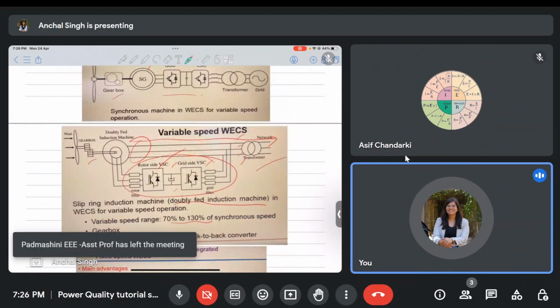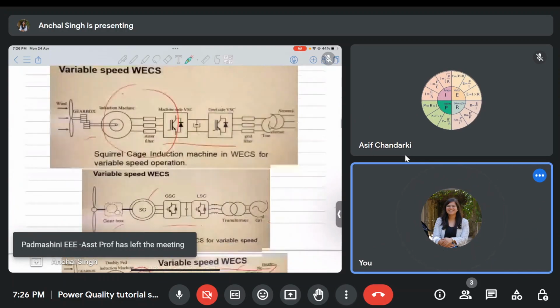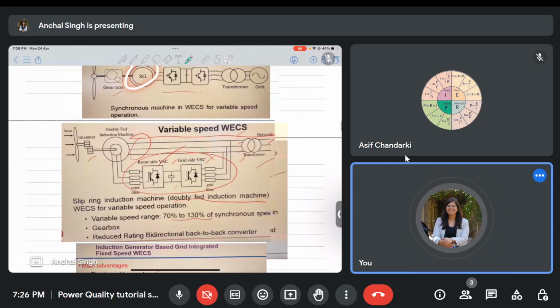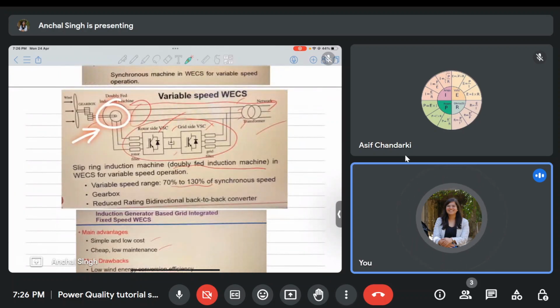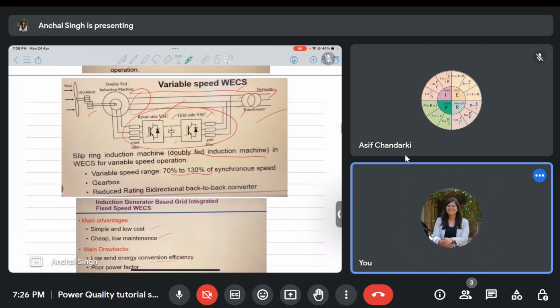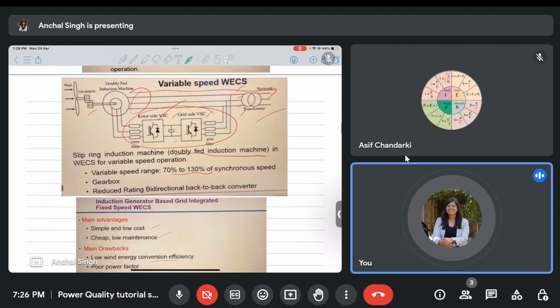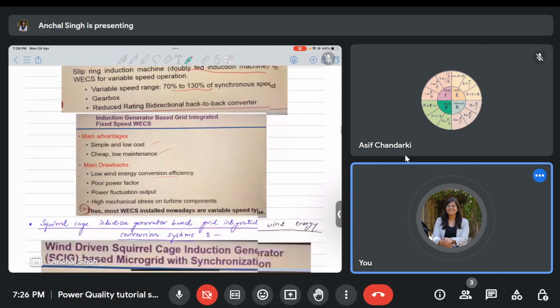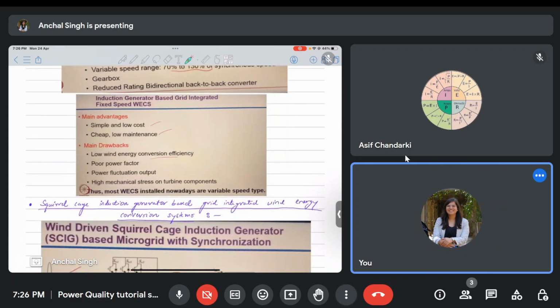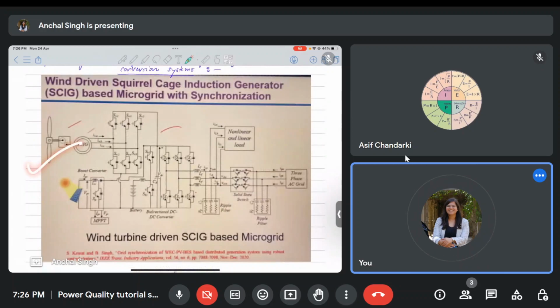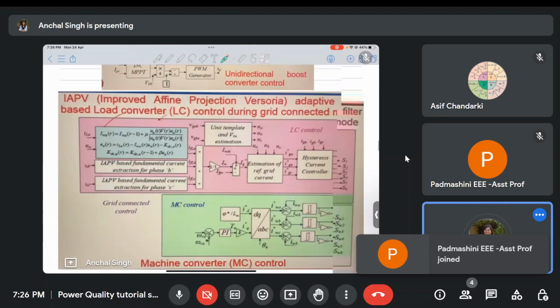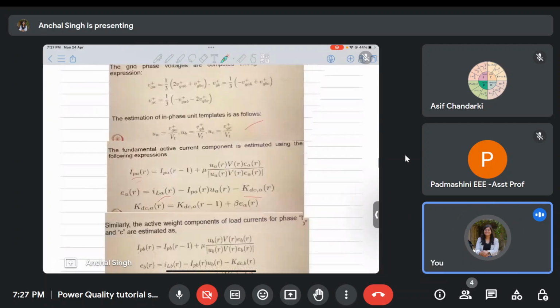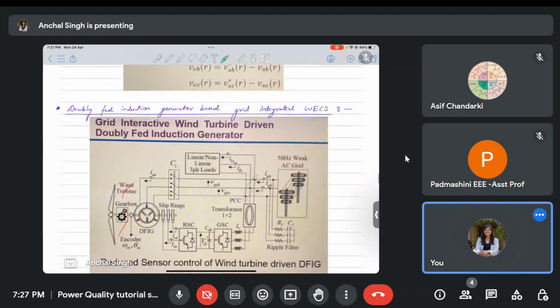In these variable speed wind energy conversion systems, you could use either an induction machine, a synchronous generator, or a doubly fed induction machine. The doubly fed induction machine is the most popular one, used by most of the companies, and sir has explained the control scheme and the control equations for most of these topologies in his lectures, so you can go through the explanations. This is the diagram of, let us say, a squirrel cage induction generator, and there are control algorithms present. Sir has covered most of the possible topologies in his lecture, so you can go through them.